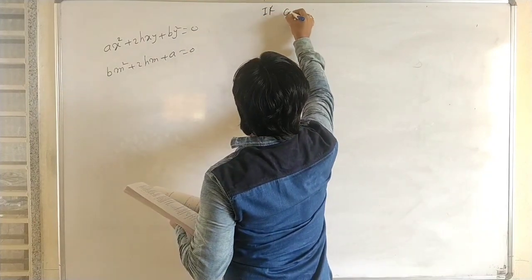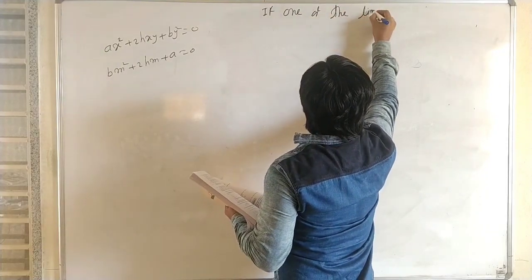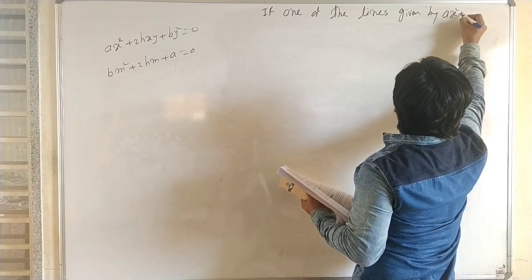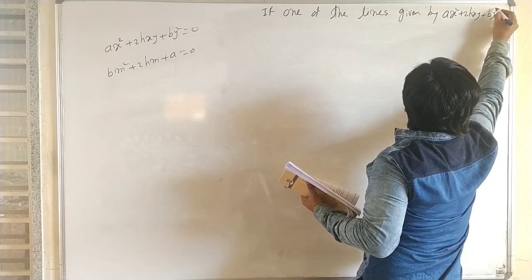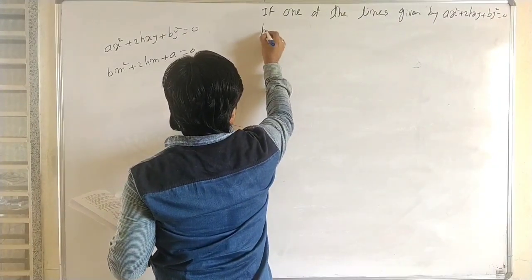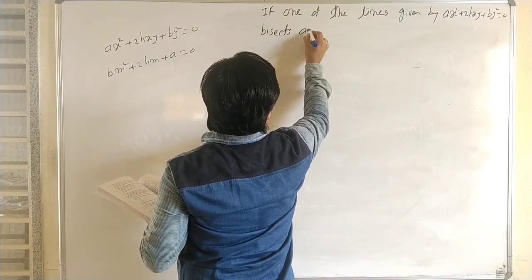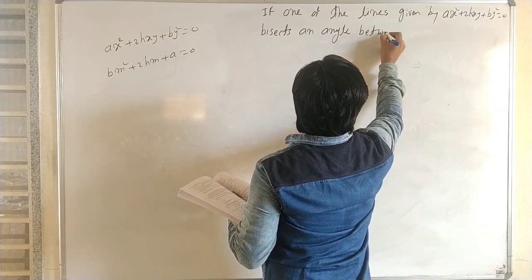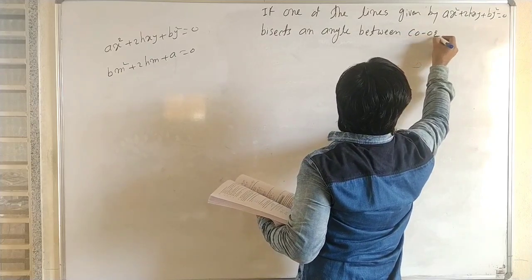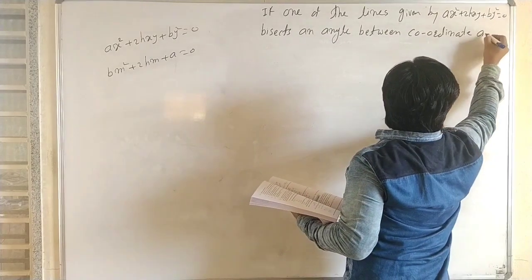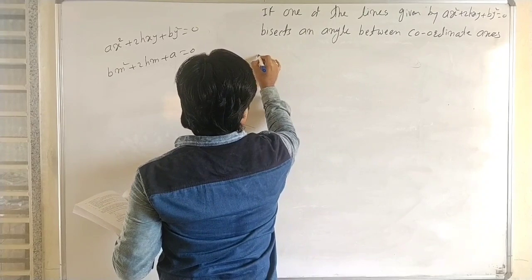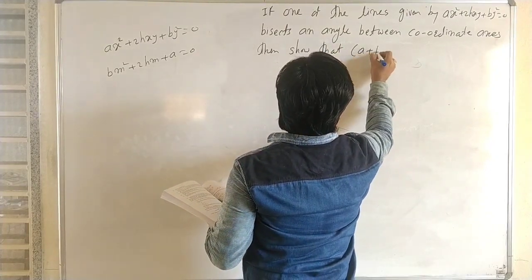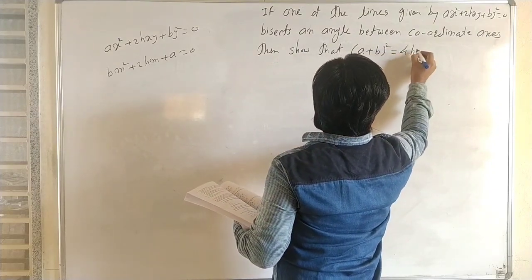If one of the lines given by ax square plus 2hxy plus by square is equal to 0 bisects an angle between the coordinate axes, then show that a plus b whole square is equal to 4h square.